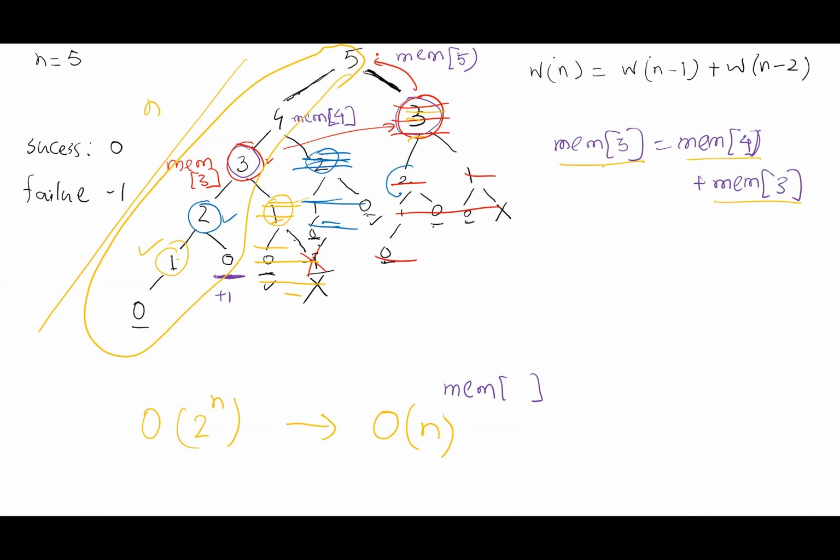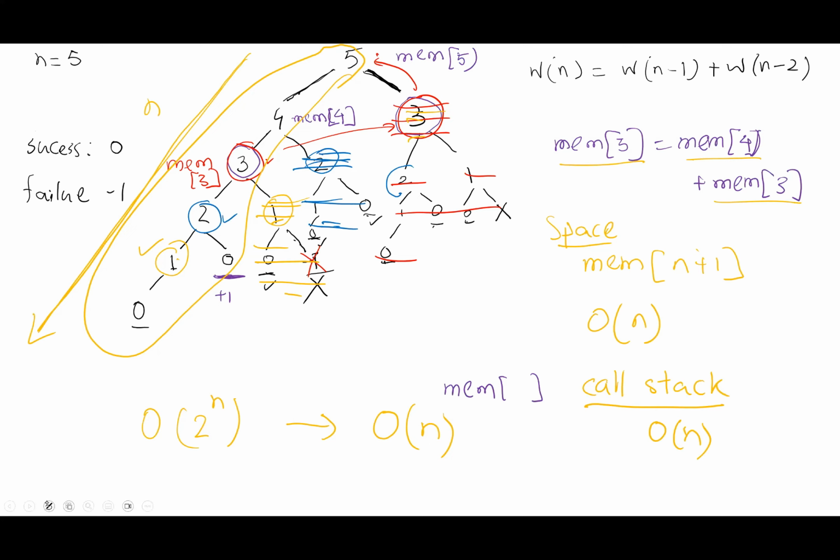And the memory that is being used is, we are actually keeping a memory of size n, or n plus 1. I will describe it when I am coding. So the space is order of n. Also, if you think about the caller stack, that is also part of the memory calculation. You can see we will just go down n steps. So order of n.